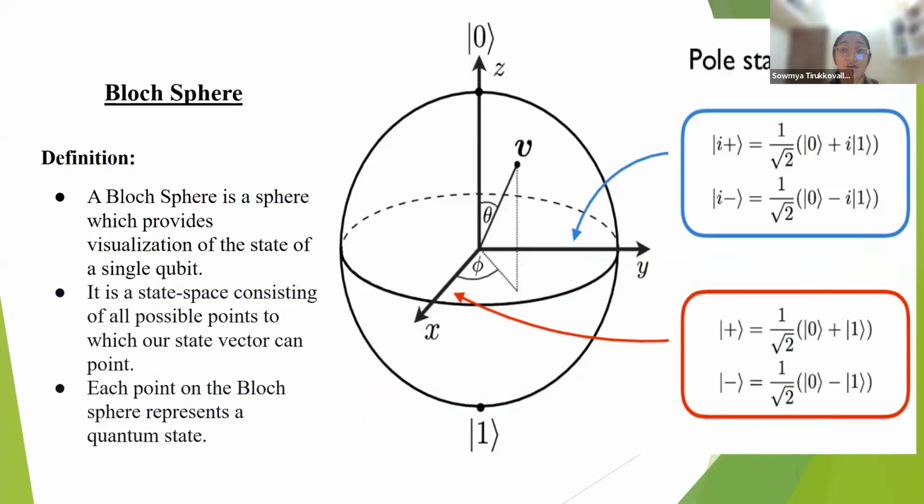So let's talk about Bloch sphere. A Bloch sphere is a sphere which provides visualization of the state of a single qubit. It is a state space consisting of all possible points. Sowmya, sorry to interrupt, but there's a question in the chat. Yeah, and maybe it would be better to answer that before you introduce Bloch sphere. Yeah, okay. Can you read the chat or should I read it out for you?